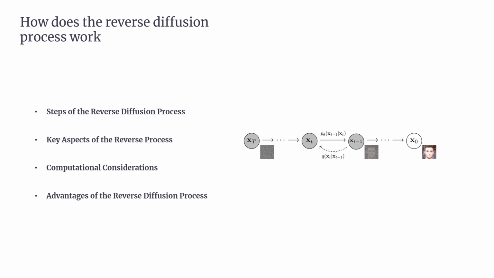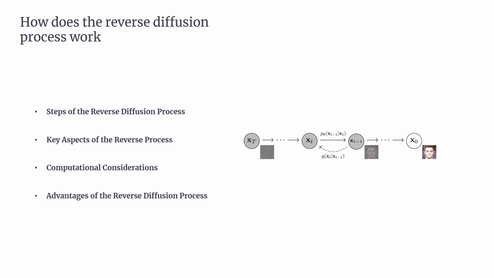Now let's dive into the reverse diffusion process, which is key to how diffusion models generate high-quality samples, like images, from random noise. This process is responsible for gradually denoising the noise, turning it into meaningful data. Let's break it down step by step.